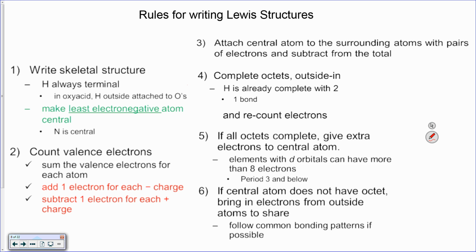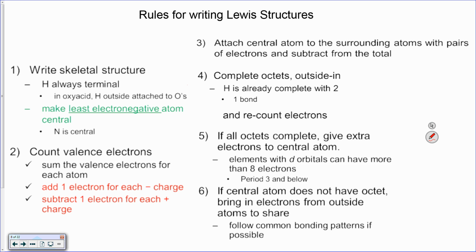First thing to do is write a skeletal structure. Hydrogen is always terminal. If it's an oxyacid, that means the hydrogen is connected to an oxygen. You make the least electronegative atom the central atom, and we did it for a particular thing that had nitrogen in it. Number 2, count the total number of valence electrons for all the atoms that are in it. Add 1 electron for every -1 charge. Subtract 1 for every +1 charge. Number 3 is you attach all of the surrounding atoms to the central atom by making single bonds and subtract the total number of electrons.